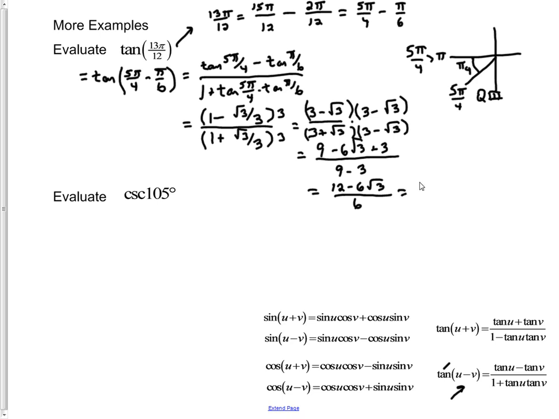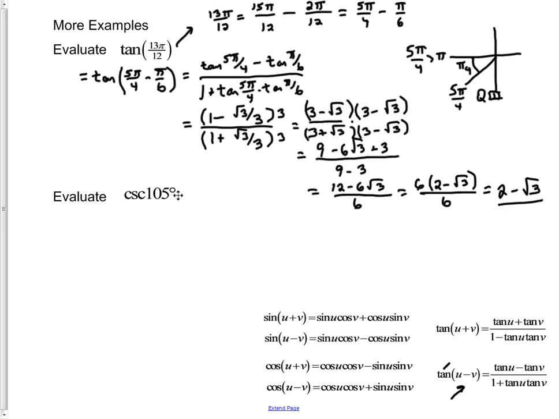There's a common factor of 6 to both terms in the numerator. It becomes 6 times 2 minus the square root of 3, divided by 6. And so our reduced expression becomes 2 minus the square root of 3. There we go. There's a good one, huh?